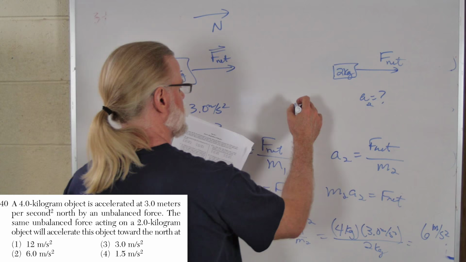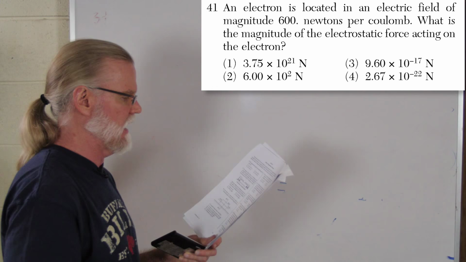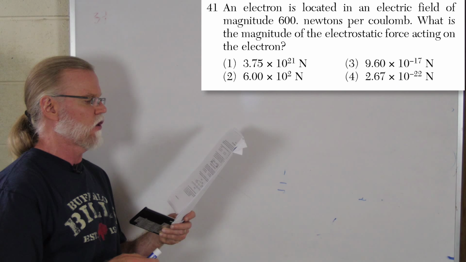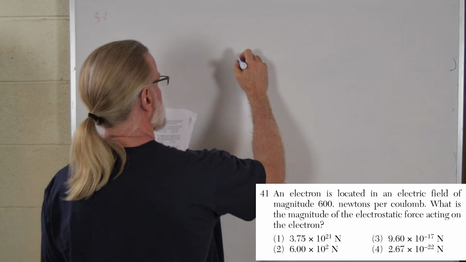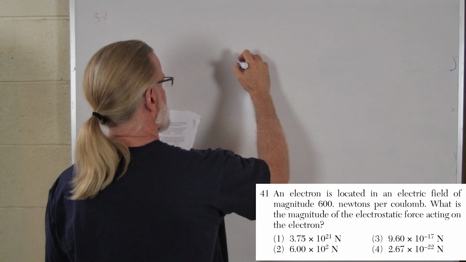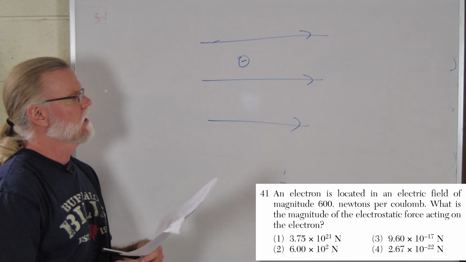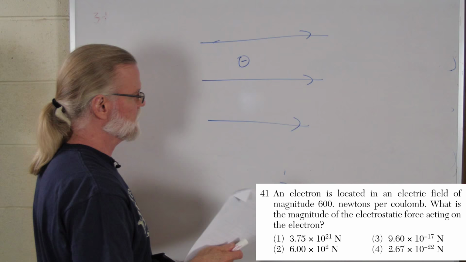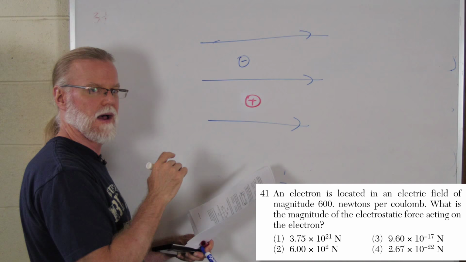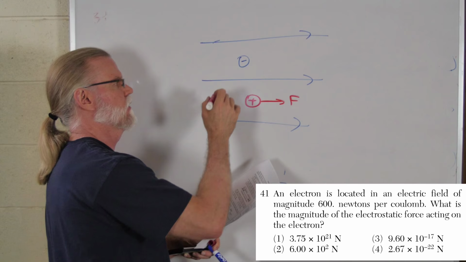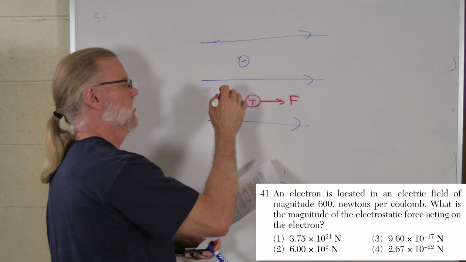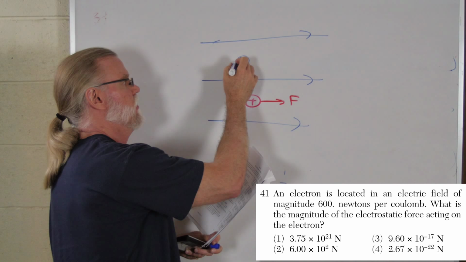41. An electron is located in an electric field of magnitude 600 newtons per coulomb. What is the magnitude of the electrostatic force acting on the electron? All right, so here's an electron, and I'll put it in a uniform electric field. Which way is the force going to be? The electric field is defined as in the direction that a positive test charge would feel a force. So a positive test charge would experience a force this way, and therefore our electron experiences a force this way.